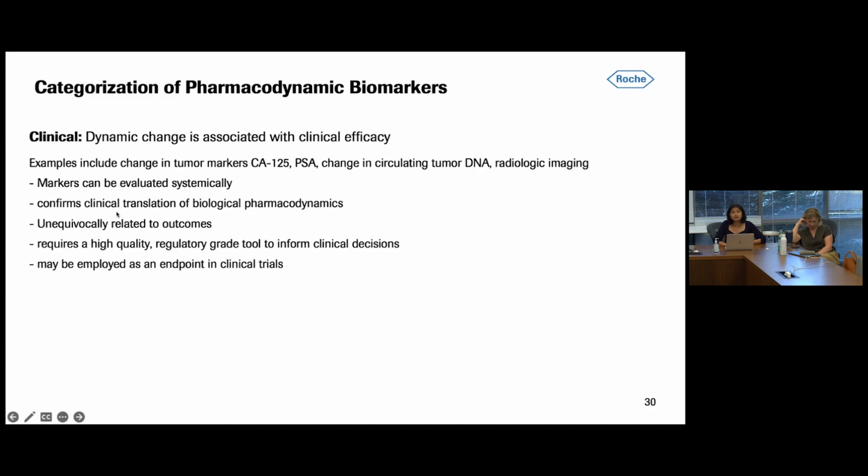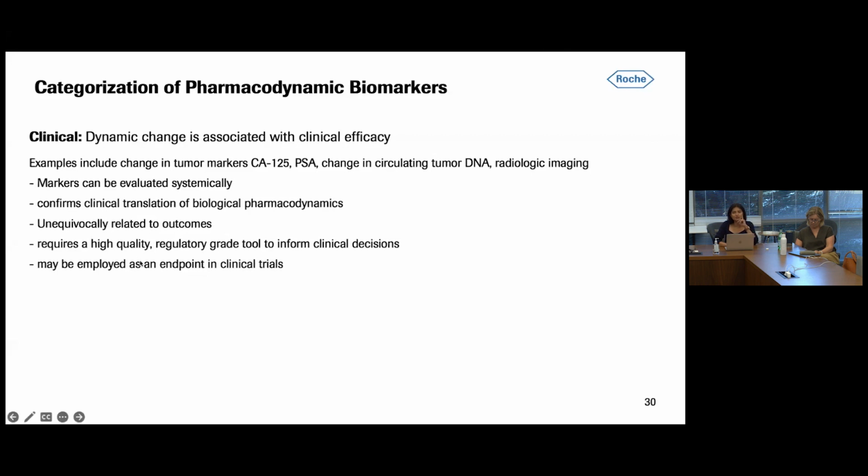They confirm the clinical translation of biological pharmacodynamics, meaning if you showed that my MOA changes, and guess what? It results in a radiologic change in efficacy, or it results in reduction in circulating tumor DNA. That is your best clinical biomarker package that you can share with your clinical team.